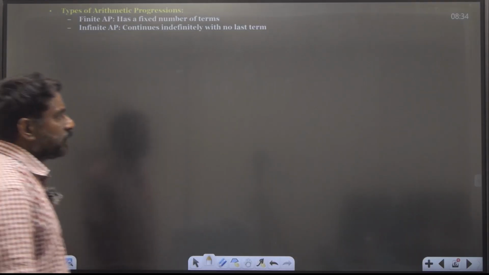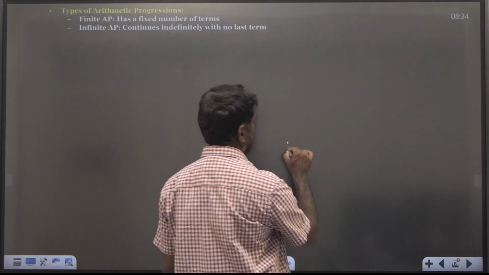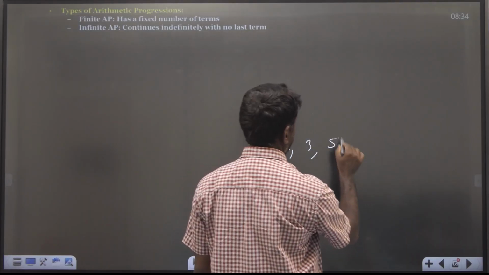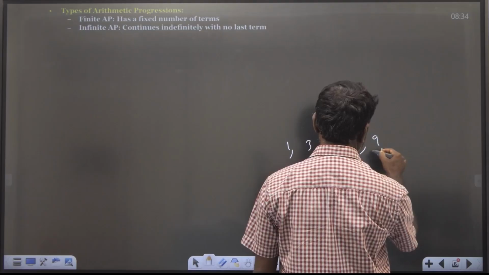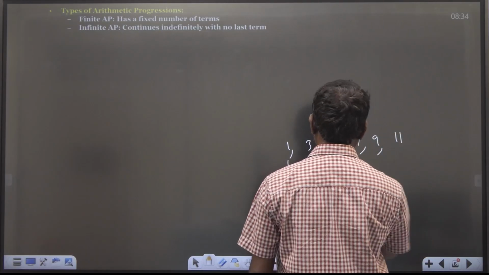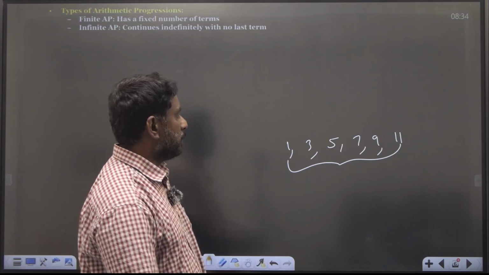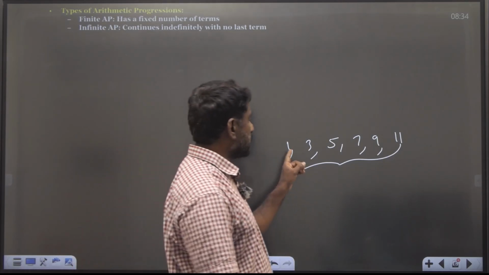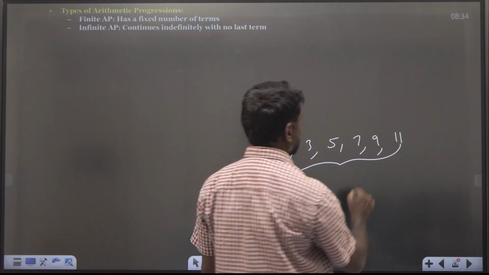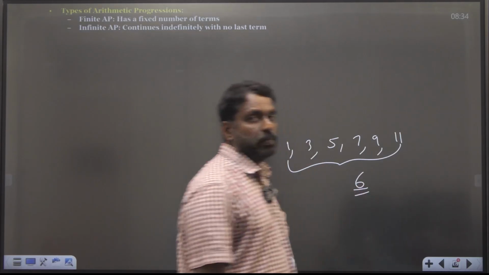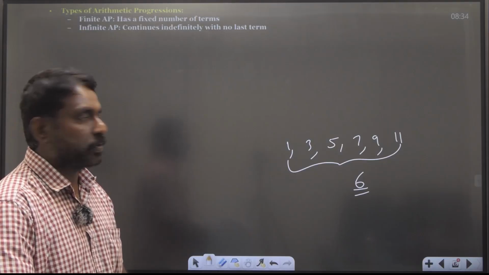Finite AP. What is a finite AP? If the last term is known, for example 1, 3, 5, 7, 9, 11, it is called a finite AP. Here the number of terms is finite. How many terms are here? 1, 2, 3, 4, 5, 6. There are 6 terms. If the number of terms is finite, it is a finite arithmetic progression.